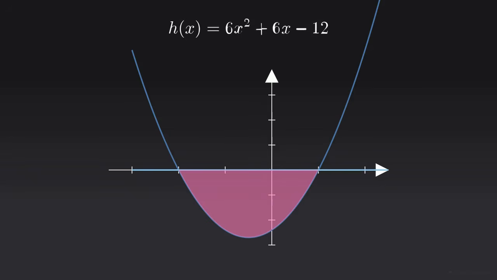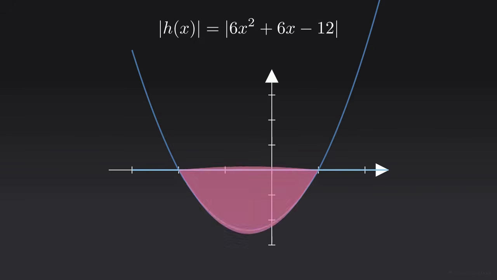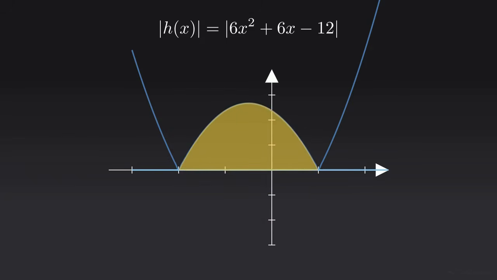H of x equals 6x² + 6x − 12. Don't worry about which function is on top. If you subtract the wrong way and get a negative result, the absolute value will correct it. The geometric area remains identical regardless of the order.